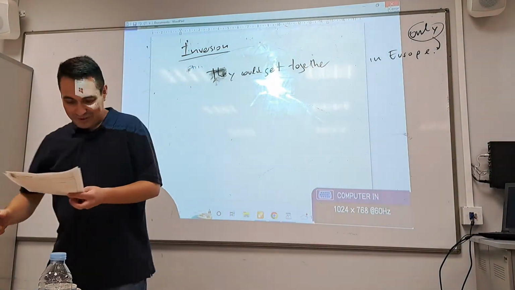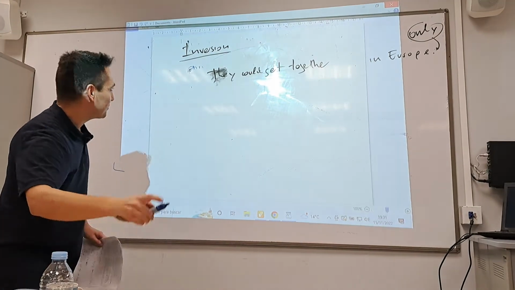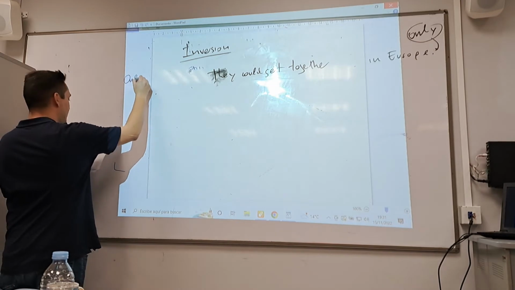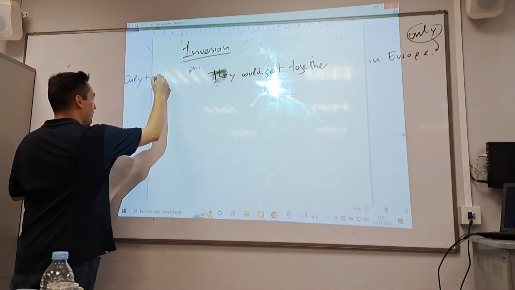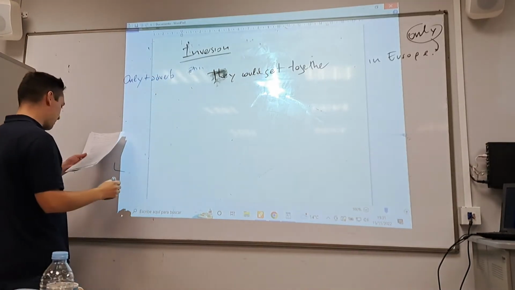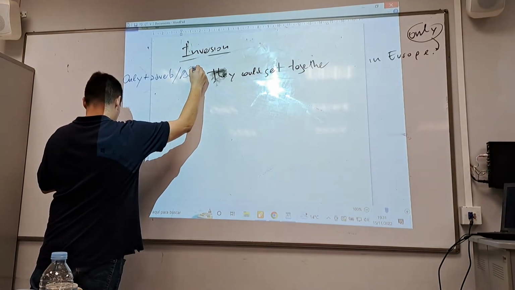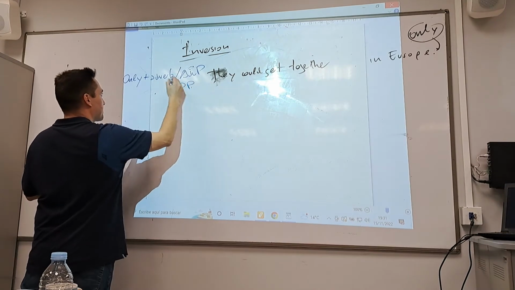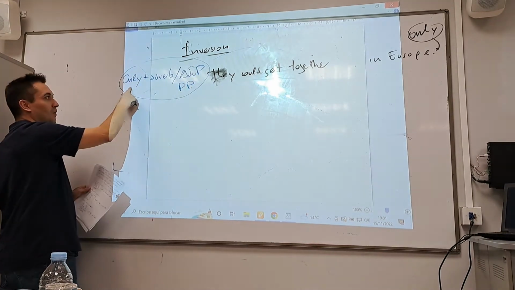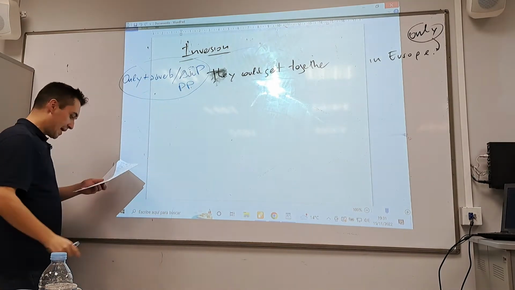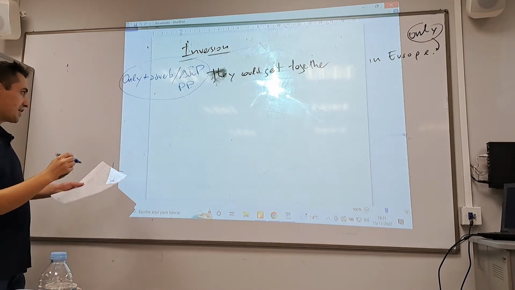How can you make an inversion? Here, there are some expressions. They are called only plus adverb, only plus adverbial phrase, or prepositional phrase. This is difficult to understand, yeah? However, you will understand once you see the sentences.